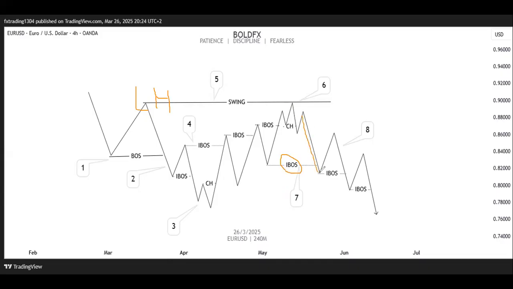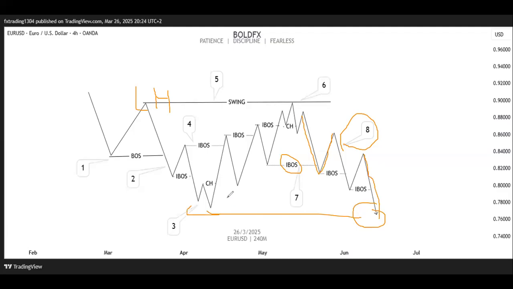So after this internal break of structure, here at number 8, your expectation is now that price is ready to target the weak swing low. The strong internal high should be respected until price takes out the swing low. Remember, this is your swing low, so your expectation is that the market will take out this swing low here, because lower highs hold and breaks, and lower highs break to target lower lows.